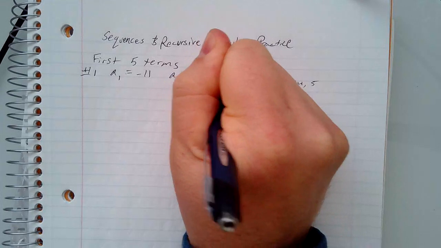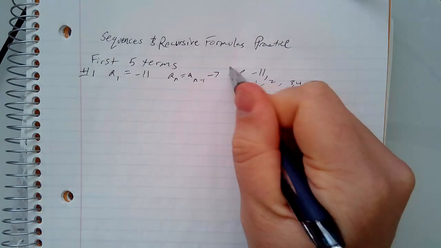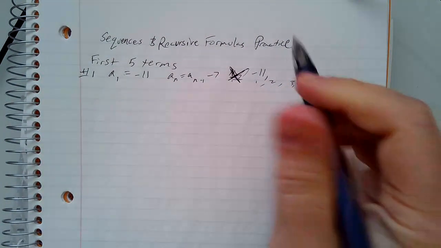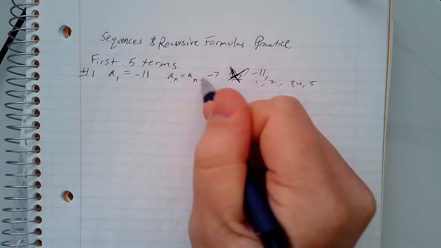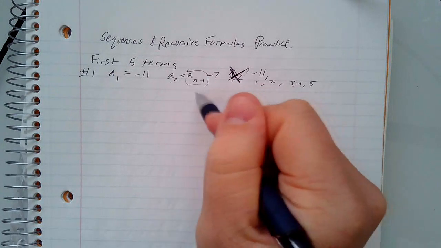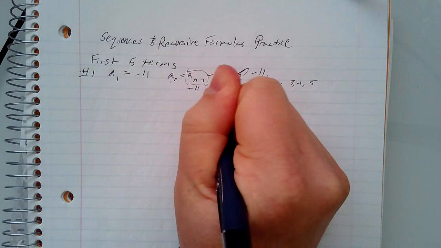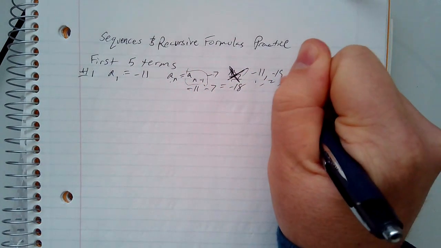And then it has the qualifier that you can ignore. It just says that only works for terms 2 and up. That's all that means. So when I'm finding the second term, I'm going to take the first term and then subtract 7 from it. So negative 11 minus 7 is going to equal negative 18. So that's going to be the next term.